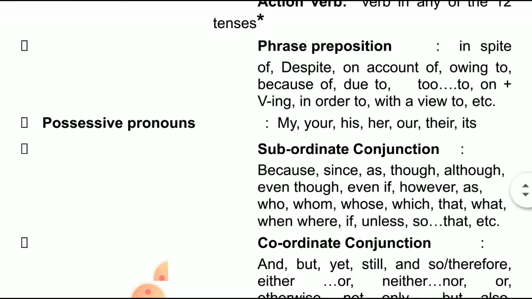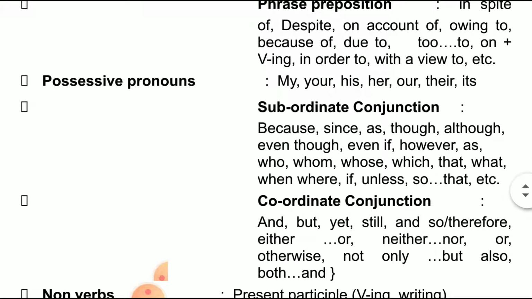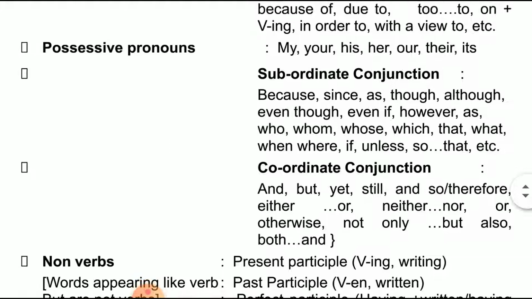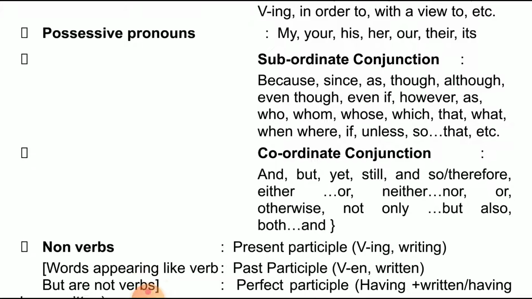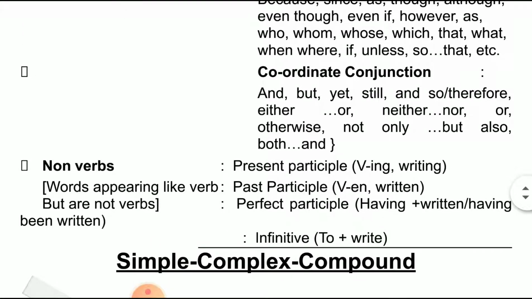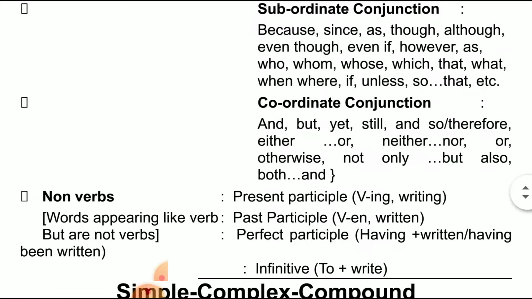In place of a phrase preposition, if you use a subordinate conjunction: because, since, as, though, although, even though, even if, however, who, whom, whose, which, that, what, when, where, if, unless, so that, then it becomes a complex sentence. In place of subordinate conjunctions or phrase prepositions, if you use a coordinate conjunction: and, but, yet, still, and so, therefore, either or, neither nor, or otherwise, not only but also, both and, then it becomes a compound sentence.